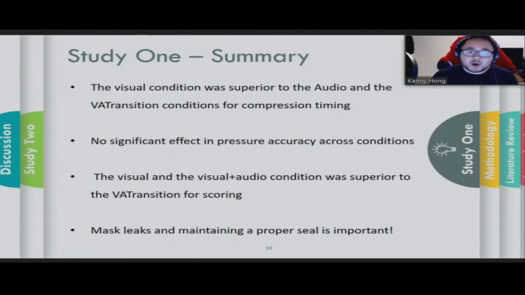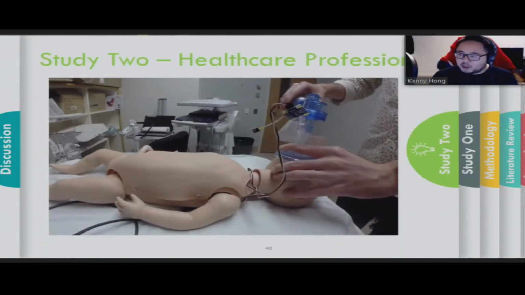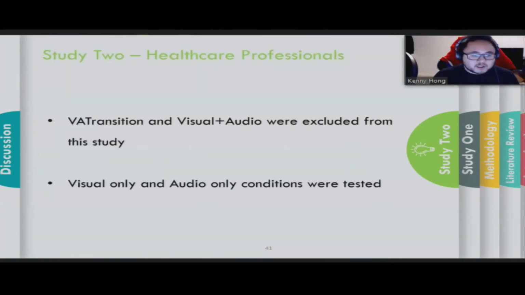We wanted to see whether it was just because of experience. So we looked into a validation study with healthcare professionals and compared it with the lay people, with the non-healthcare professionals. This study, the second study, the validation study, took place at the hospital itself in the NICU. The difference was that the visual and audio transition and the visual audio conditions were excluded from the study. We only looked at the visual only and the audio only conditions.